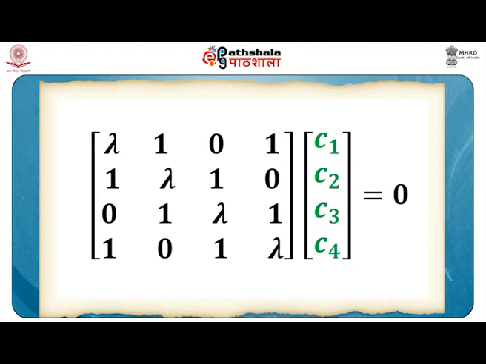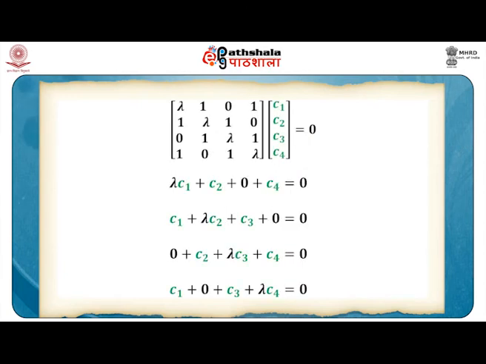You see here we get 4 equations. First equation is lambda C1 plus C2 plus 0 plus C4 equals 0. Second will become C1 plus lambda C2 plus C3 plus 0 equals 0. And then we have 0 plus C2 plus lambda C3 plus C4 equals 0. And last equation is C1 plus 0 plus C3 plus lambda C4 equals 0.